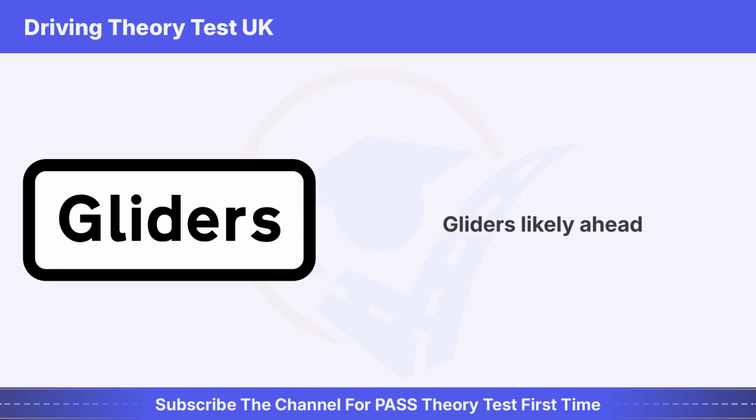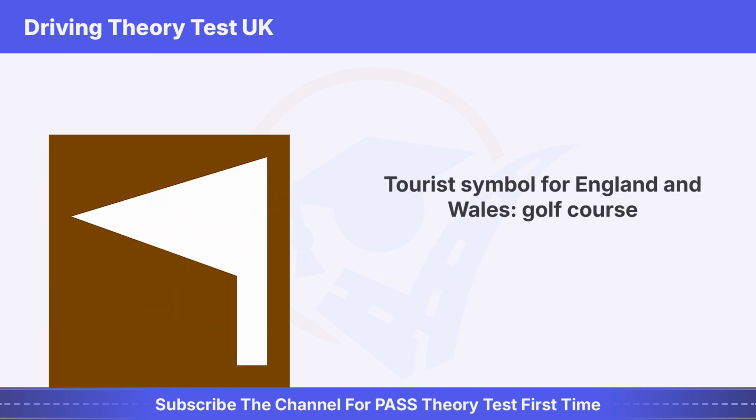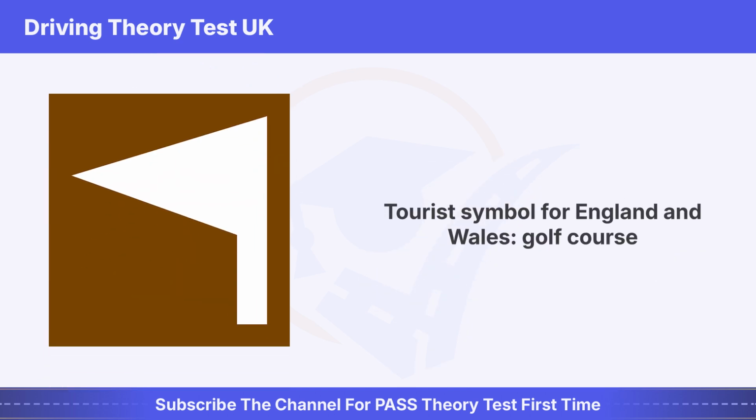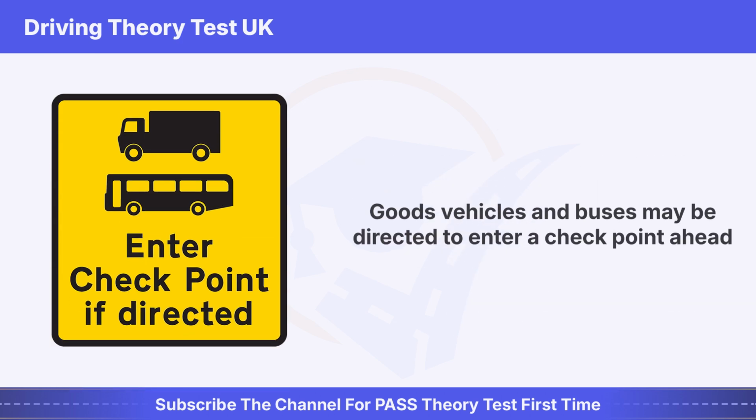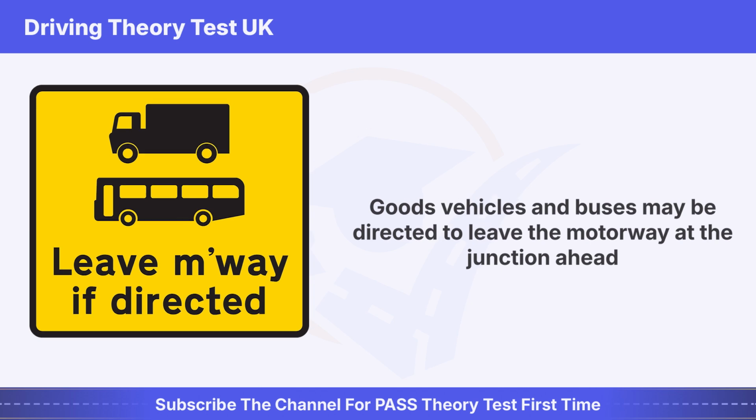Gliders likely ahead. Vehicular traffic may proceed into a length of road where one-way working is temporarily necessary. Tourist symbol for England and Wales. Golf course. Goods vehicles and buses may be directed to enter a checkpoint ahead. Goods vehicles and buses may be directed to leave the motorway at the junction ahead.